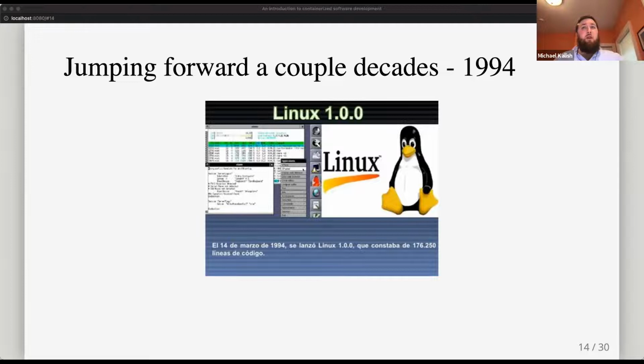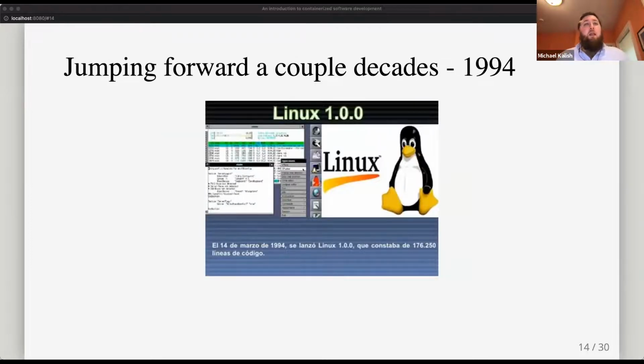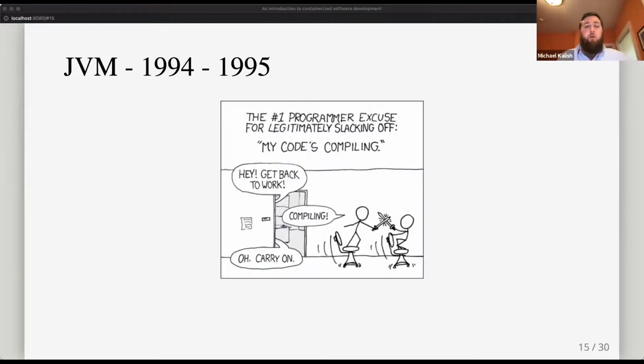For those that don't know, Linux is an open source operating system built on top of the Unix that we mentioned here. And it was the next iteration of this process of Unix. And for a long time, almost all web software, or even software in general, was run on Linux. All right, so let's talk about what else was happening in 1994.